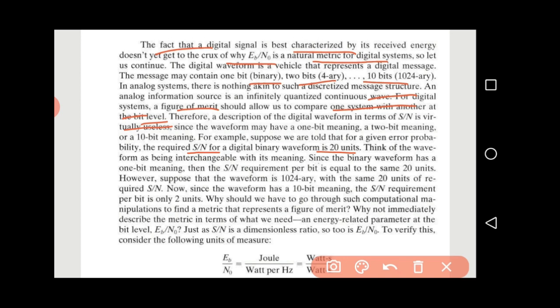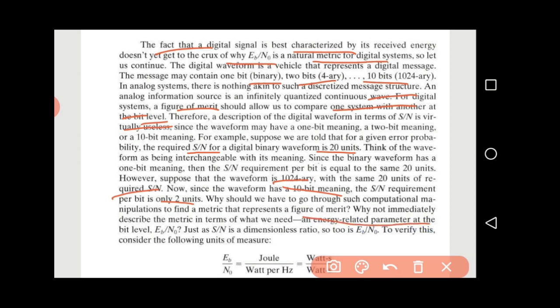However, suppose that the waveform is 1024-ary with the same 20 units of required signal to noise ratio. Now, since the waveform has a 10 bit meaning, the signal to noise ratio requirement per bit is only 2 units. Why should we have to go through such computational manipulations to find a metric that represents a figure of merit? Why not immediately describe the merits in terms of what we need?